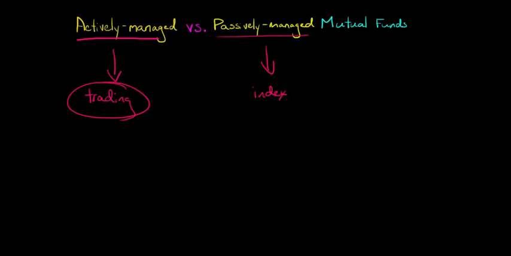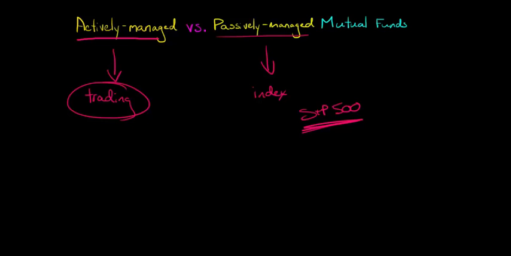So think about it this way. If you passively manage something like the S&P 500, you tell the manager, look, I just want you to own all the stocks in the S&P 500 in an equally weighted portfolio. So that manager is not going around buying and selling things. They just buy what's in the S&P 500, and that's the end of it.